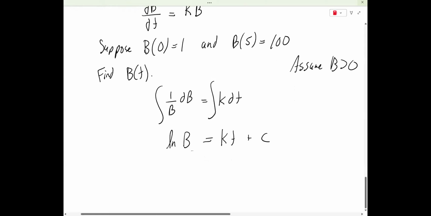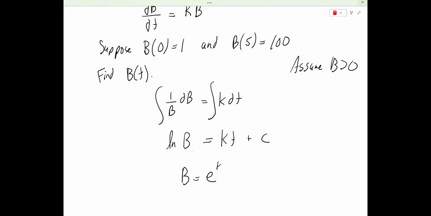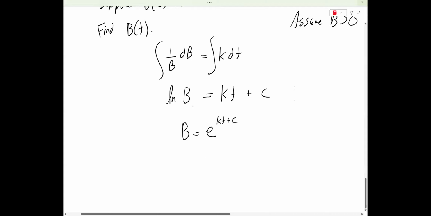So then you go through this, and if I put e under both sides, I get B is equal to e raised to the kt plus C. And then you do some exponent rule stuff there. But basically you can turn it into B is equal to some constant times e to the kt, like that. It's a different C there. I changed the C midstream. Okay, so anything there so far?